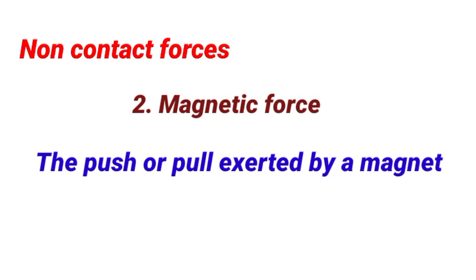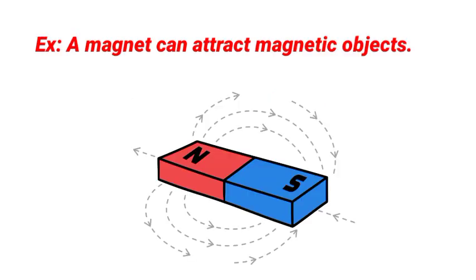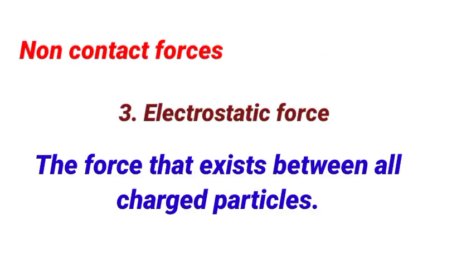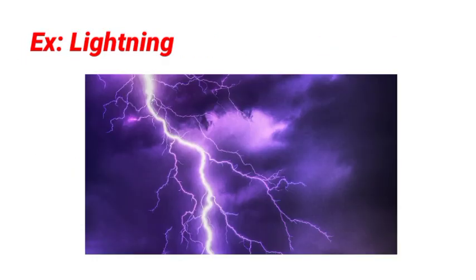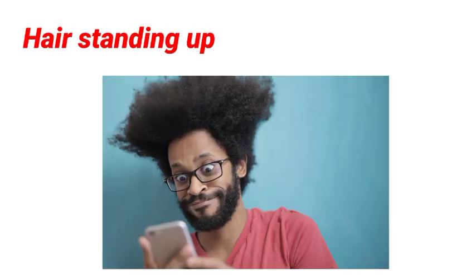Magnetic force. The push or pull exerted by a magnet. A magnet can attract magnetic objects. A compass is used to find directions. Electrostatic force. The force that exists between all charged particles. Some examples of electrostatic force are lightning, also hair standing up.